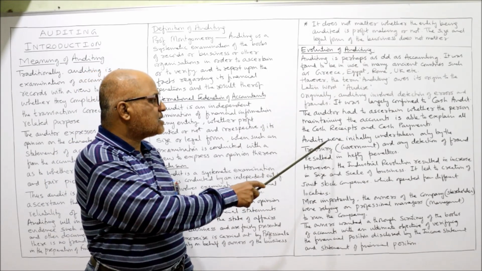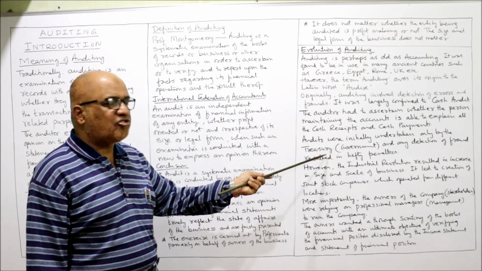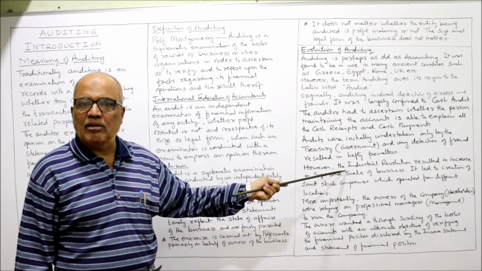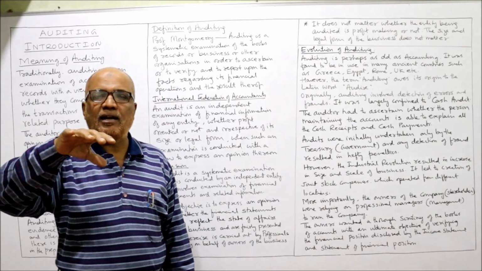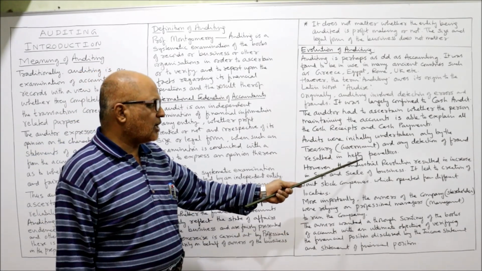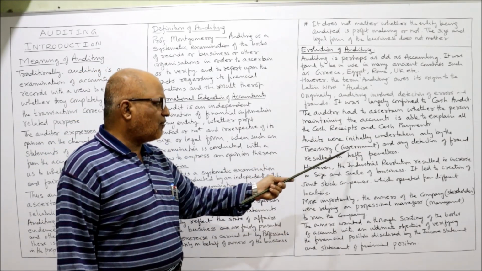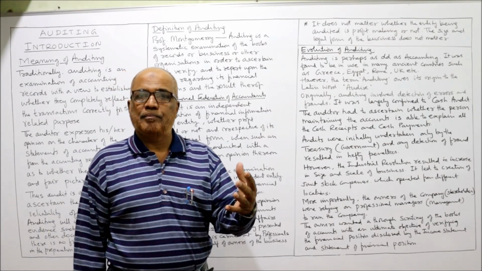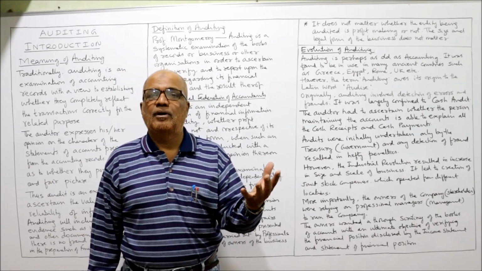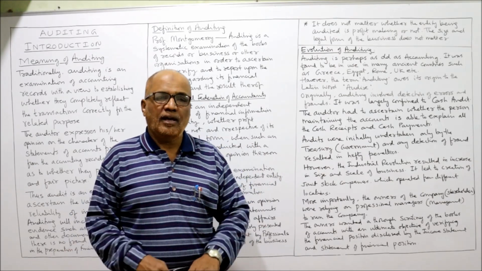So audits were initially undertaken by the treasury. Treasury means government. Normally in ancient times, auditing was mainly done by the government or treasury, and any detection of fraud resulted in hefty penalties. The government would put a heavy penalty for a crime. It was a crime to make any errors in accounting.